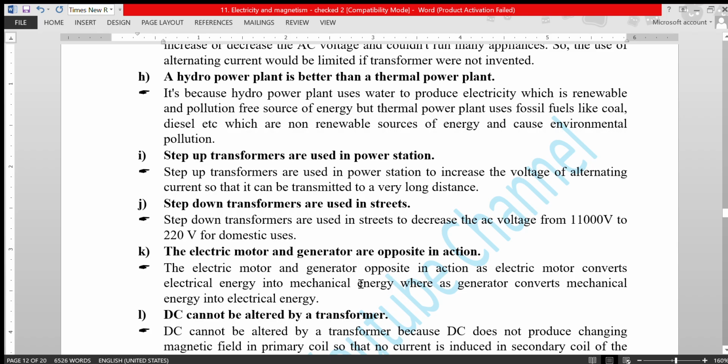The electric motor and generator are opposite in action. Obviously, the electric motor and generator are opposite in action because an electric motor converts electrical energy into mechanical energy, whereas a generator converts mechanical energy into electrical energy.